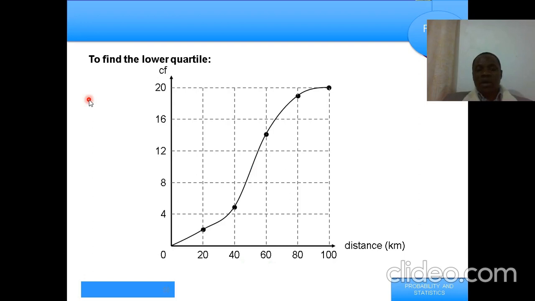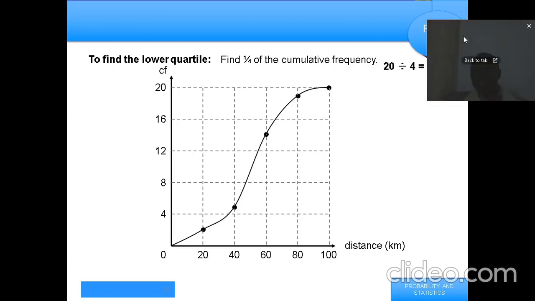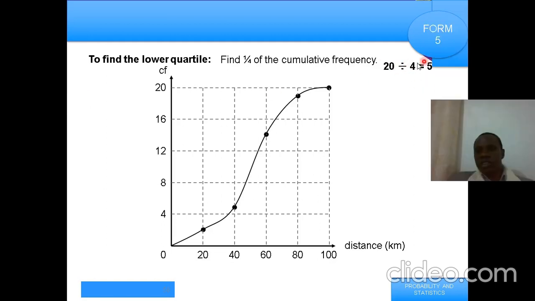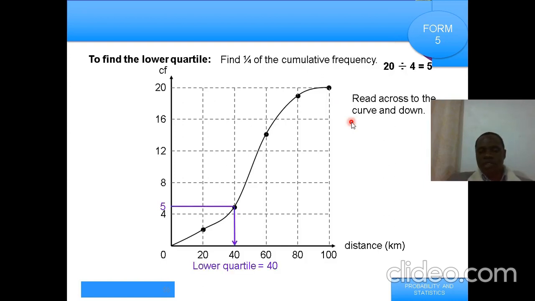We went ahead to talk about the lower and the upper quartiles. We said the lower quartile is the 25% of the data, the first quarter. So it's a quarter of the cumulative frequency. We have 20 divided by 4, because it is the quarter of it, which gives us 5. So we go to 5, we hit the curve, go down, and it gives us 40. So the lower quartile is 40.